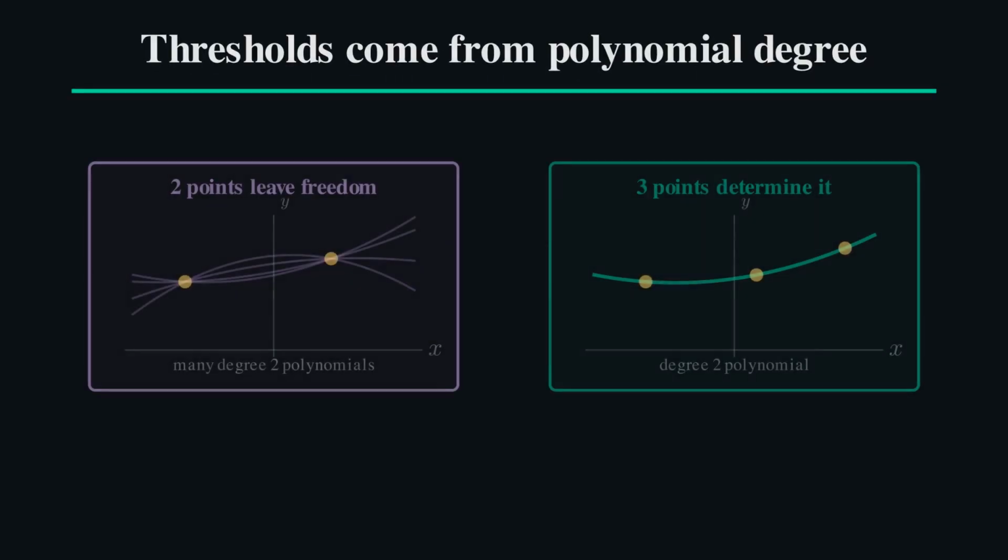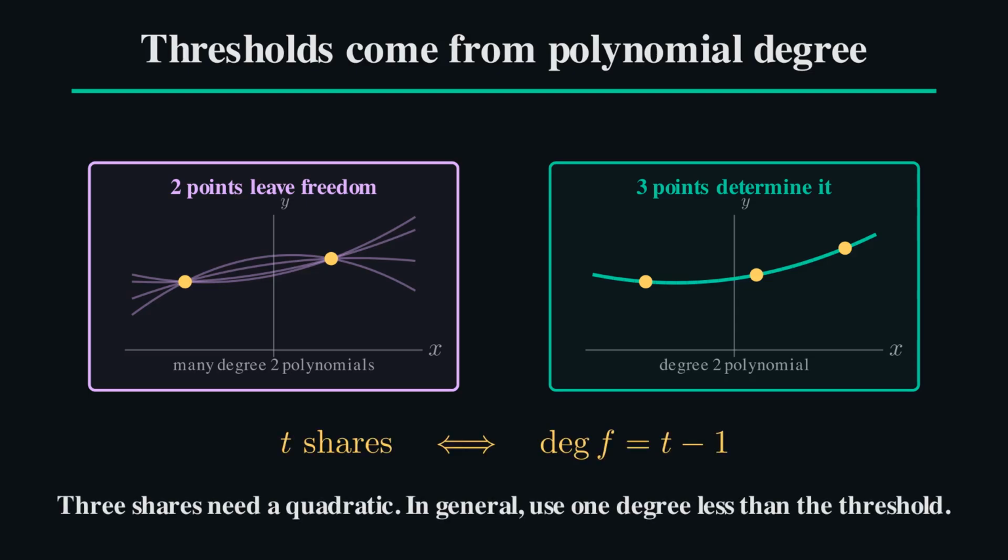The threshold comes from a basic fact about polynomials. 2 points determine a line, 3 points determine a quadratic. In general, t points determine a polynomial of degree t minus 1. So if we want a 3 of 5 scheme, we use a random quadratic. Any 3 shares pin down the quadratic and reveal its intercept. Any 2 shares still leave many possible quadratics with many possible intercepts.